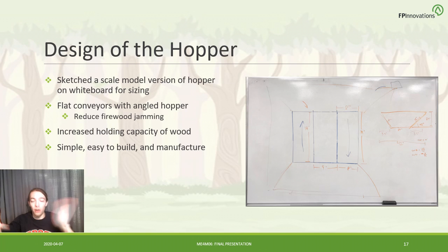We wanted it to be open on all sides to encourage more wood flow, because the more the wood is flowing in that hopper, the easier it is for those conveyors to move it around and have it fall down the center and get oriented. So the design of this hopper increased the capacity of wood that was able to be held from design iteration 2. And it was also beneficial because it's a very simple design, easy to build, and easy to manufacture.